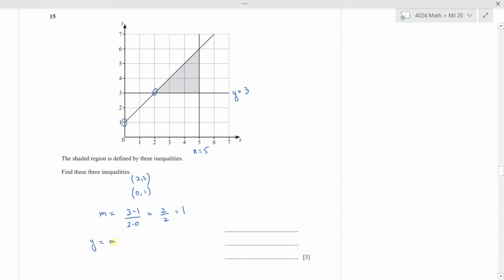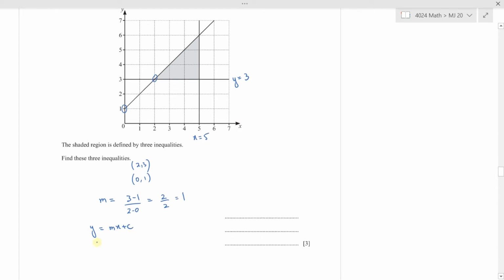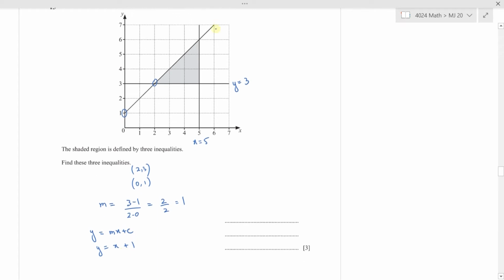So your equation is y equals mx plus c for a straight line. So this will be y equals m, which is 1, times x, plus c, which is your y-intercept. So c is 1 here. So the equation of this line here is y equals x plus 1. Now these are solid lines, not dotted lines. So your inequalities will include the equal sign as well.